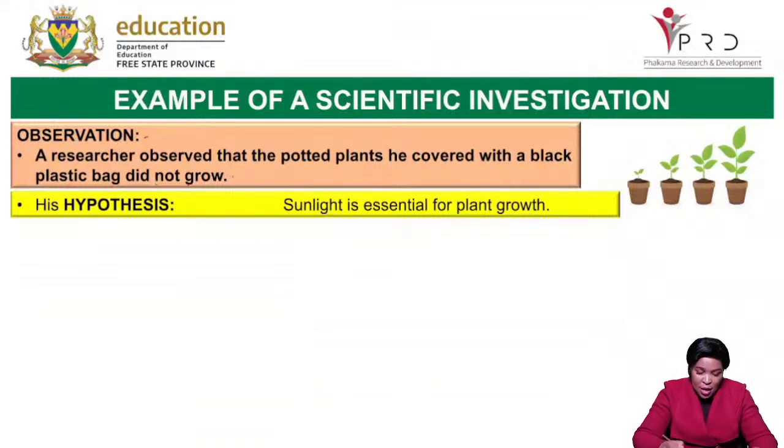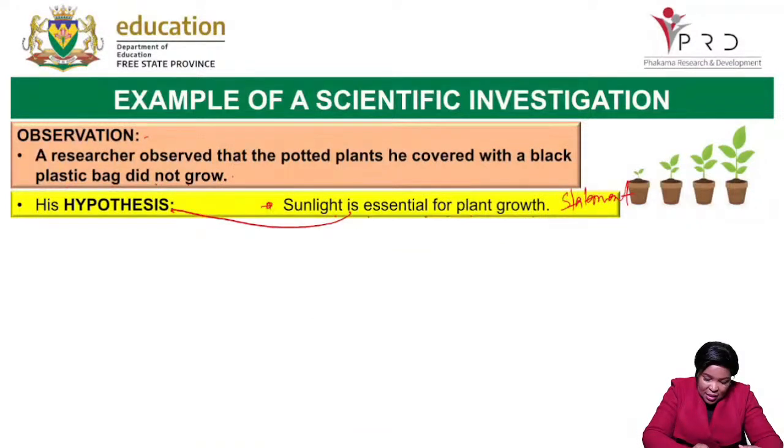Then he comes up with a hypothesis. After asking himself why, he will say, sunlight is essential for plant growth. Do you see that there is no place where it says, yeah, I guess, or I think? Because he covered them in plastic, they did not receive sunlight. But he does not say, I think sunlight is essential for growth. He says it as a statement, as if it's something that he's sure of. Sunlight is essential for plant growth. So this is the hypothesis. Then he must be able to test it.